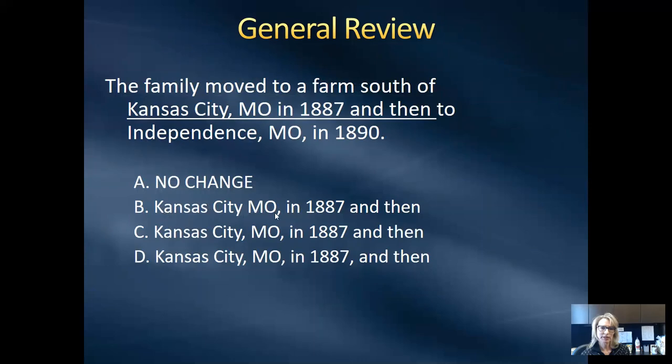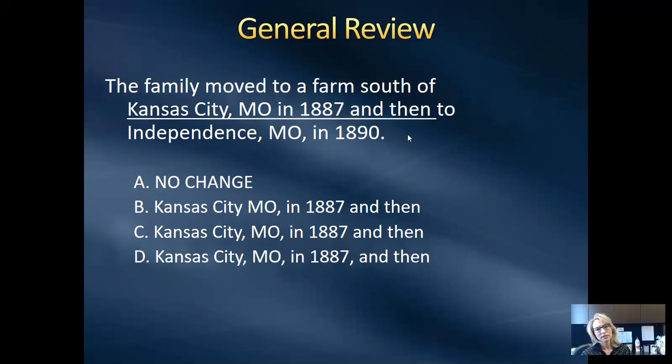The answer B does have a comma after the state. So let's see, Kansas City, but it doesn't have a comma between the city and the state. So we know it's not B. All right, let's look at answer choice C. Kansas City's got a comma there. Missouri got a comma there in 1887 and then. So that looks good to me, but let's look at the last one. It has an extra comma. Do we want that extra comma?